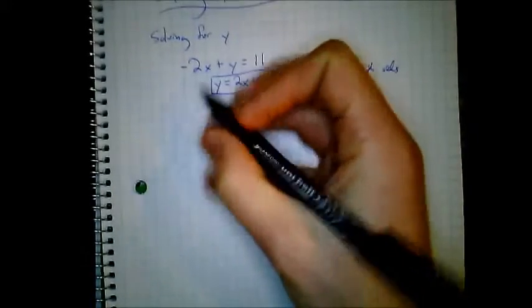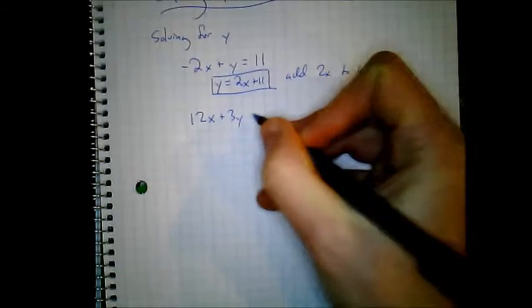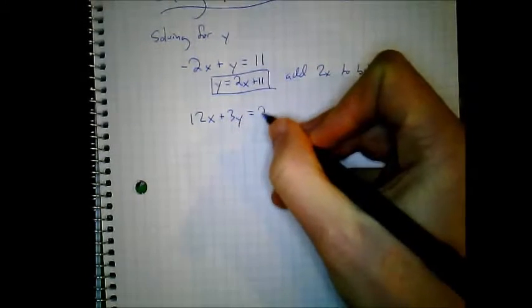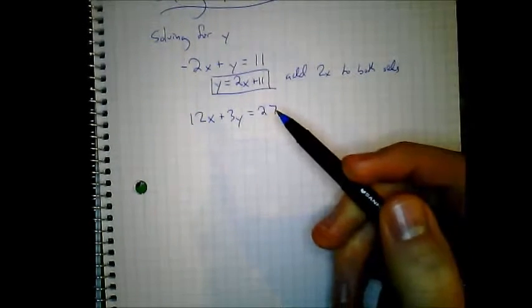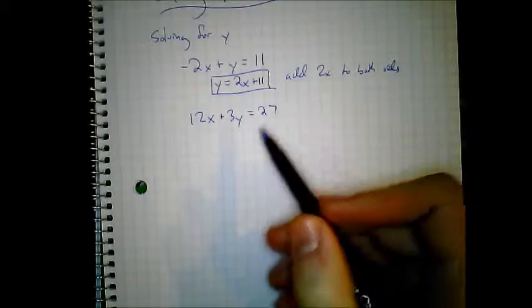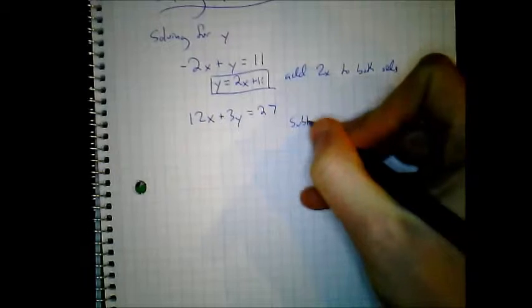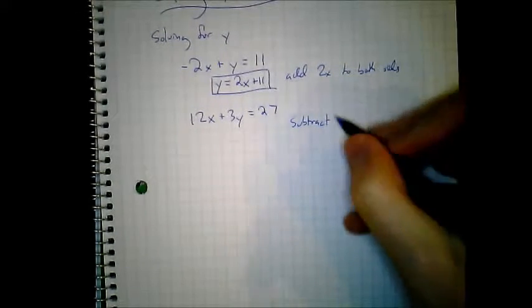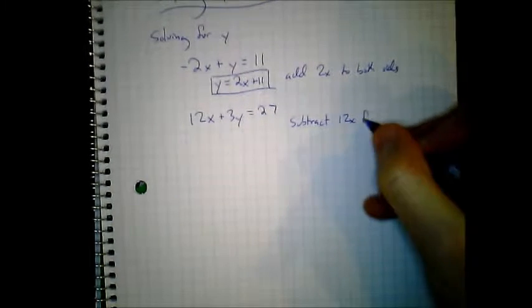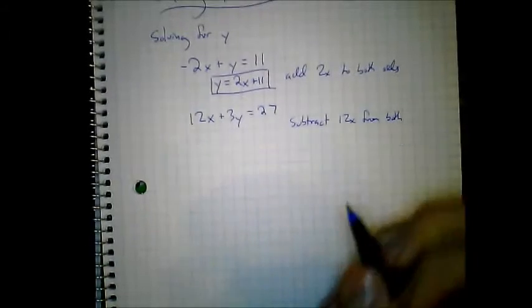Okay, let's look at a second example. Let's say we have 12x plus 3y equals 27. Again, our directions are to solve for y, which means we want to get our y all by itself. So what do we need to do to get rid of a positive 12x? We need to subtract 12x, or add a negative 12x, to both sides.